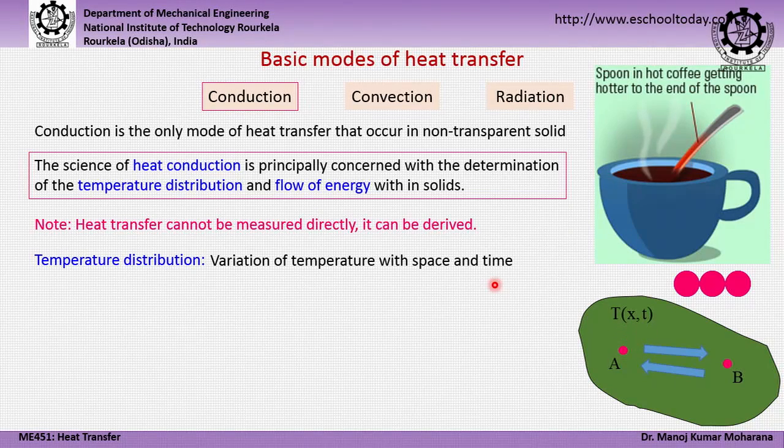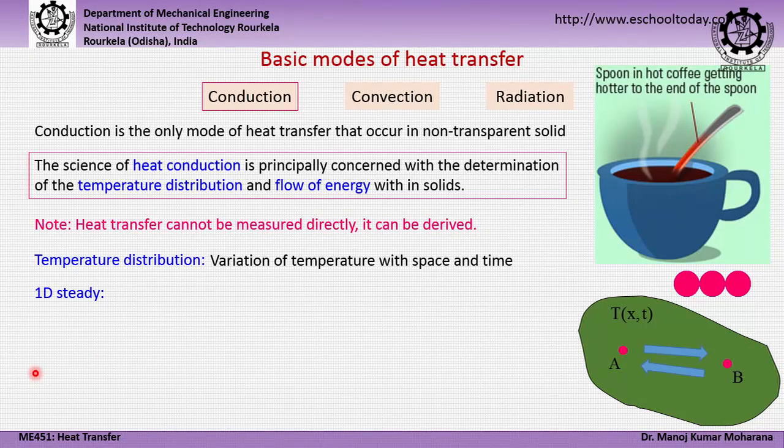So, when you consider this temperature distribution, we will consider space along with time t. In a generalized manner we can represent this variation of temperature as T(x, t). So, this indicates that temperature T varies with space x, and also it varies with time t.